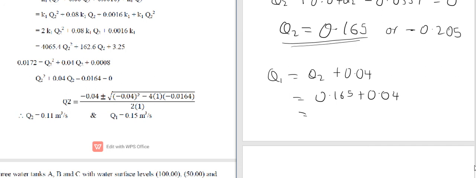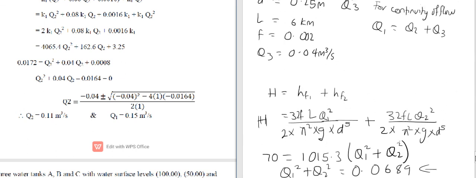Let me add it now. 0.165 plus 0.04 is equal to 0.205, and that is what I got for the discharge.